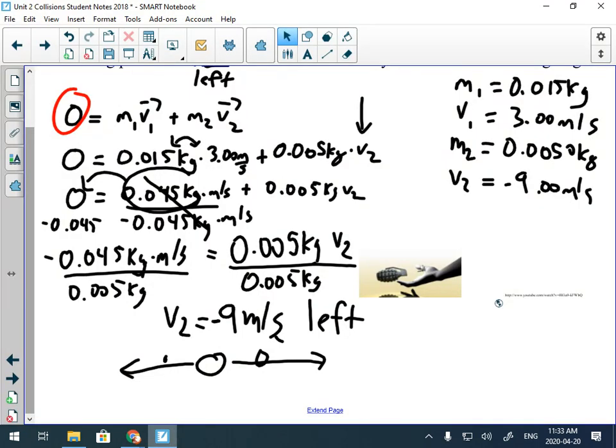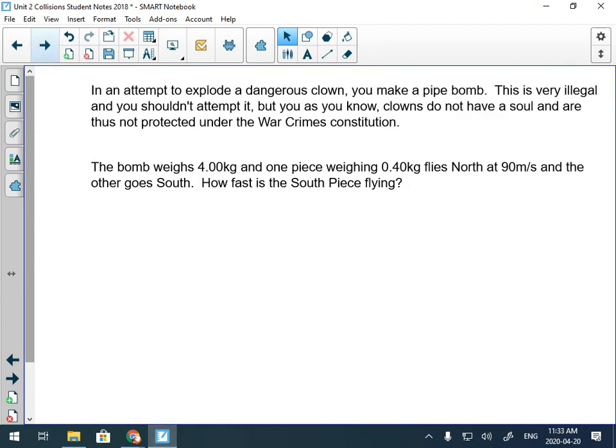All right, let's do another explosion. Okay. So in an attempt to explode a dangerous clown, you make a pipe bomb. This is very illegal and you shouldn't attempt it. But remember, guys, as you know, clowns don't have a soul and are not protected underneath the War Crimes Constitution. Okay. So we have a bomb and it blows up. One piece flies north and the other piece flies south. How fast is the south piece moving?